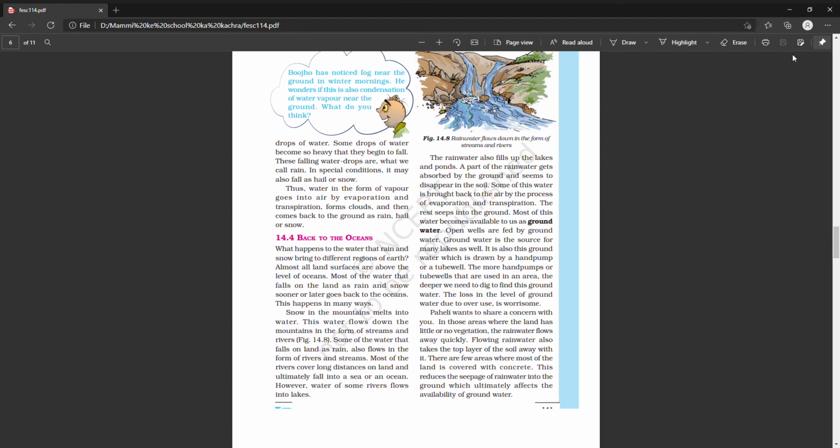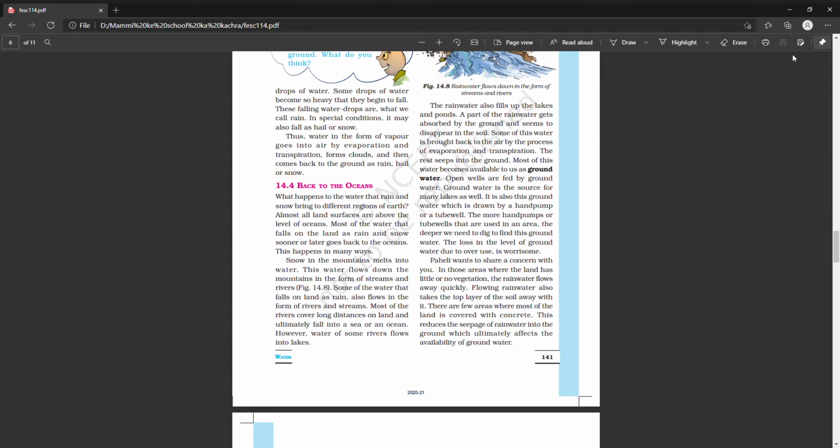Back to the oceans. What happens to the water that rain and snow bring to different regions of Earth? All land surfaces are above the levels of ocean. Most of the water that falls on the land as rain and snow sooner or later goes back to the oceans, and this happens in many ways.